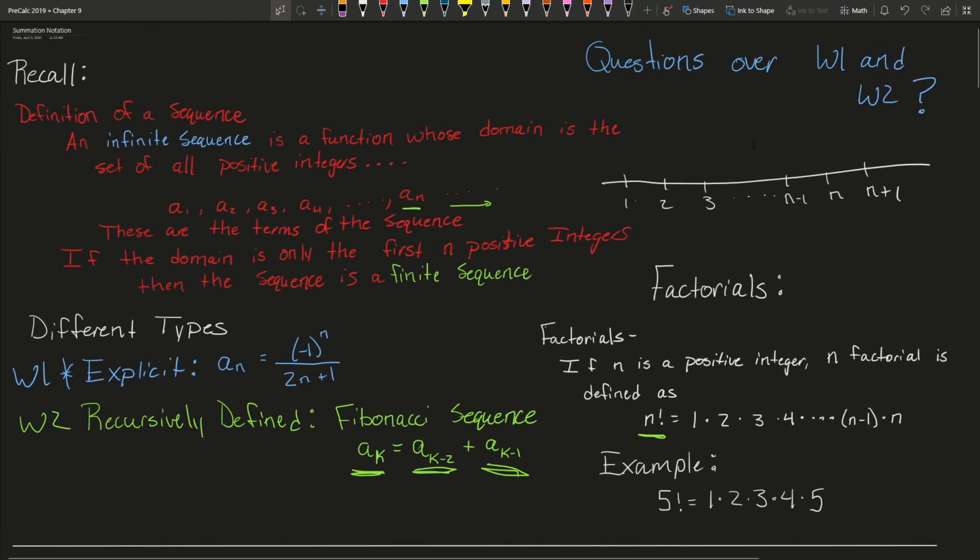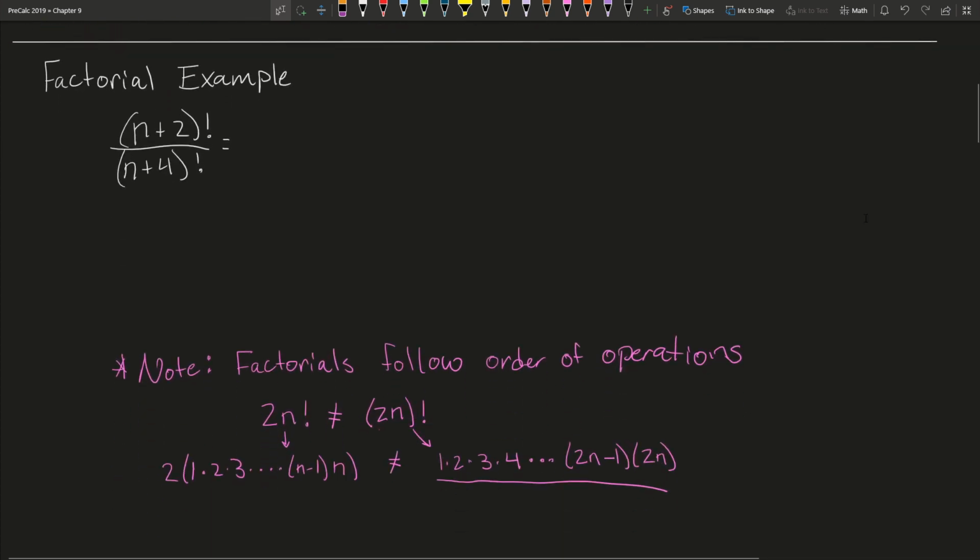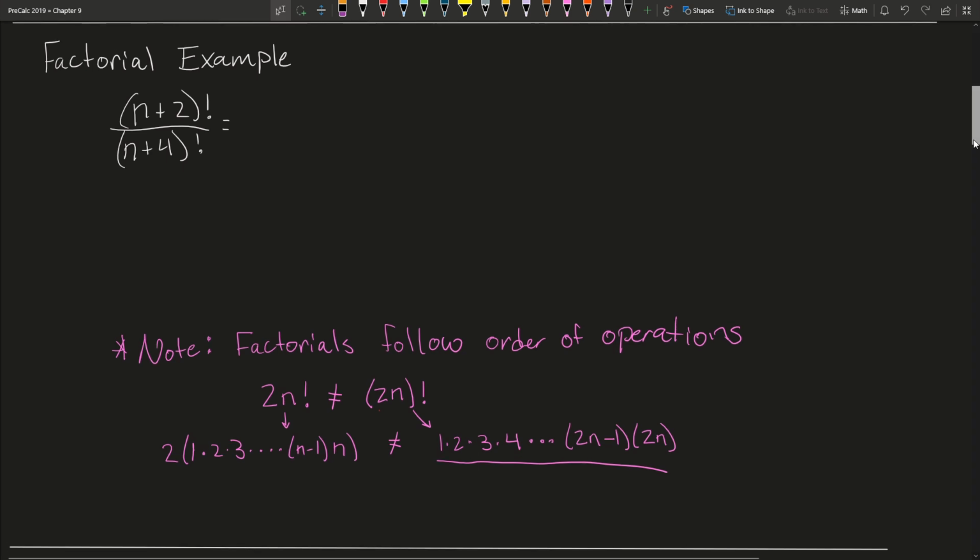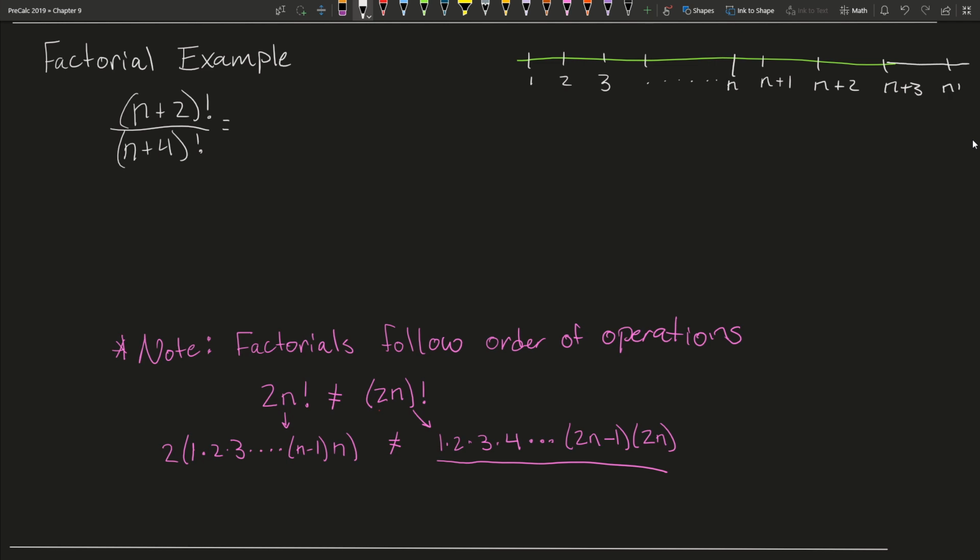All right. And I do want to review one more thing before we go on, and that is factorials. All right. So if you recall, factorials are just multiplying every number up until the number you're given together. Okay. So n plus 2, if we look at all this on a number line, where we start at 1, we go up to n plus 1, n plus 2, n plus 3, and then n plus 4.